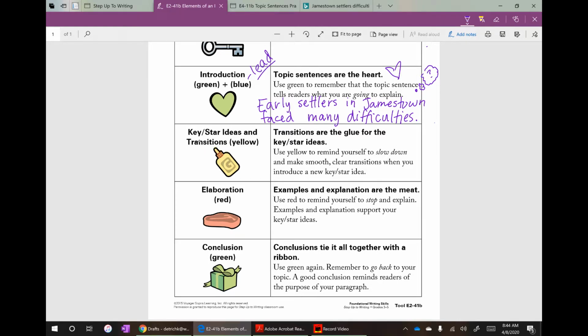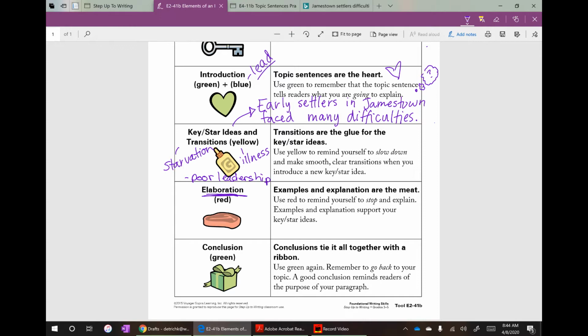So if I'm going down to my key star ideas now, this is where I'm going to explain. No, back up. My key star idea is related here, but my explaining happens mostly here in my elaborations. These are just going to be where I list the difficulties that they faced. So for example, starvation, illness, and let's see, they had pretty poor leadership at the time. They didn't really have anybody to take charge and say, hey, this is what we should do.